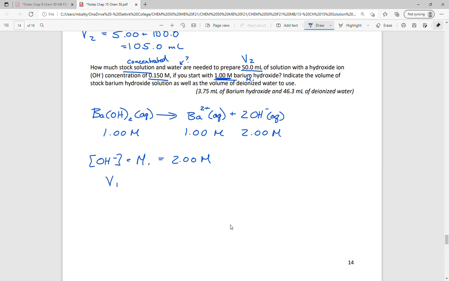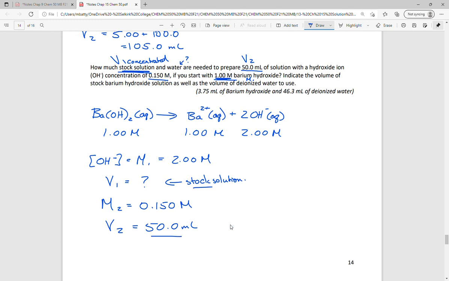My V1 is what I'm looking for, right? How much stock solution, right? So that'd be my V1, and water, but I'll get back to that one, to make 0.150 molar, right? That's what we're trying to make. And we have a certain amount that we need, which is 50 milliliters. Okay, so this is going to be my stock solution, right? That I'm going to concentrate. Anytime I make these solutions, though, it's the stock solution and water to make this.